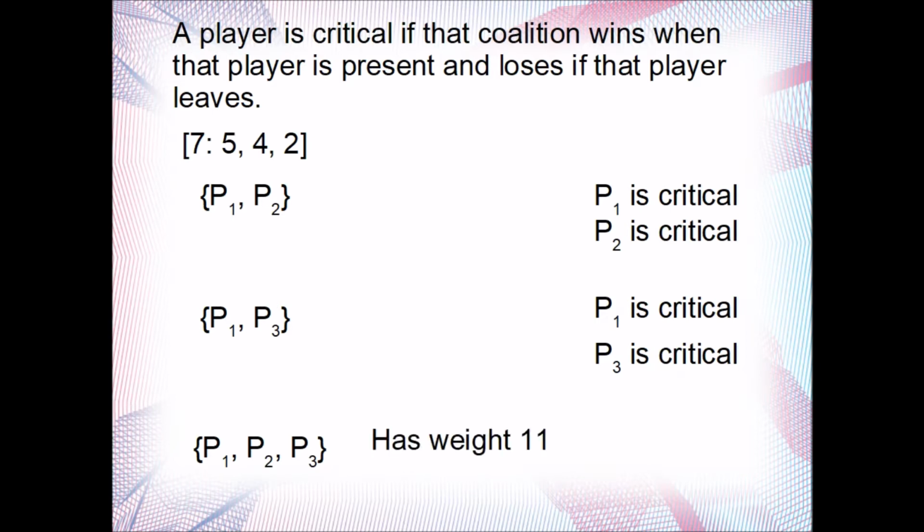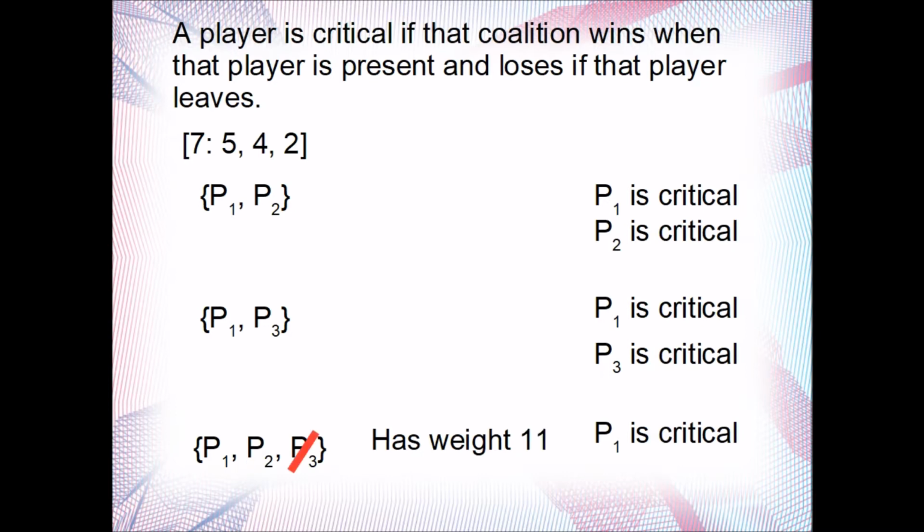And on to my last coalition, the 3-player coalition has weight 11. If I remove player 1, it now has weight 6. So that means that we need player 1 in order to win, so player 1 is critical. If I remove player 2, this coalition has weight 7 now. That is enough to win, so player 2 is not really necessary. So player 2 is not critical.